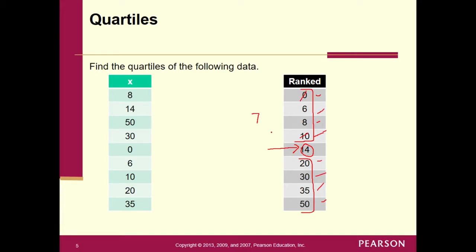So 7 would be Q1, Q2 would be 14. About Q3, can you tell what's going to be Q3? We would have to average those two numbers. So we would put it in our calculator if you had to: 30 plus 35 in parentheses, divide that by 2, and I think you're going to get 32.5.